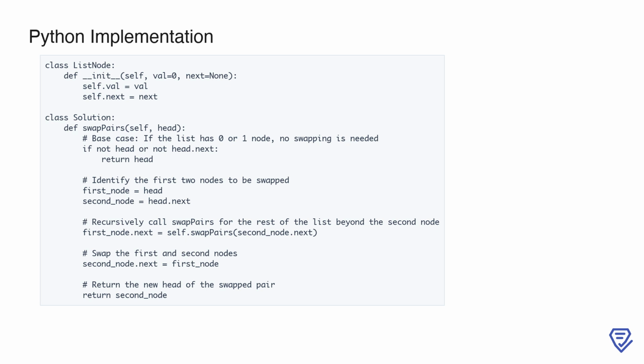Example walkthrough. Given input 1-2-3-4. 1. The first call swaps 1 and 2. 2. A recursive call swaps 3 and 4. 3. The swapped pairs, 2-1 and 4-3, are reconnected, resulting in the output 2-1-4-3. This approach has a time complexity of O(n), because each node is visited exactly once, and a space complexity of O(n), due to the recursion stack.